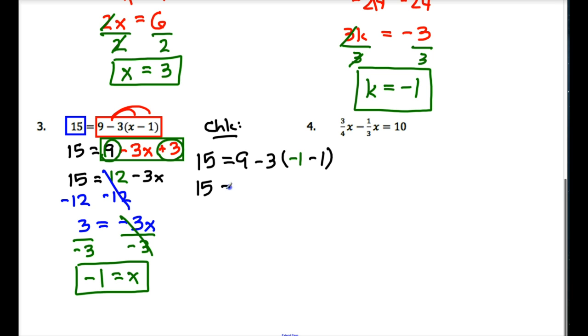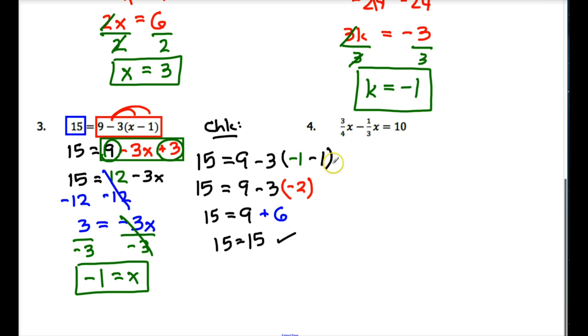Keep in mind you have to follow order of operations when you're checking. So the first thing I need to do is simplify what's inside parentheses. Negative 1 minus 1 is negative 2. And then after you do what's inside parentheses, you need to do your multiplication. So we have a negative 3 times a negative 2 here. That's a plus 6. So we have 15 equals 9 plus 6. 9 plus 6 is, in fact, 15. So that does check out.